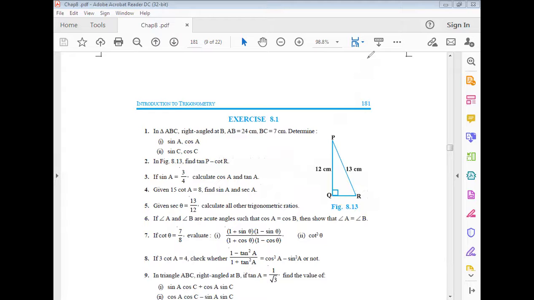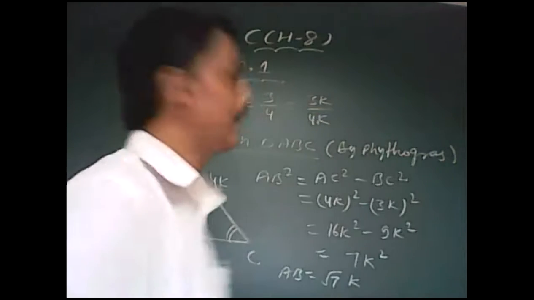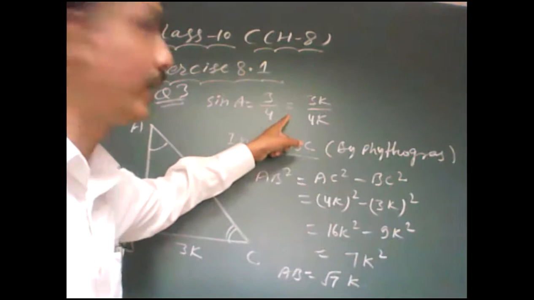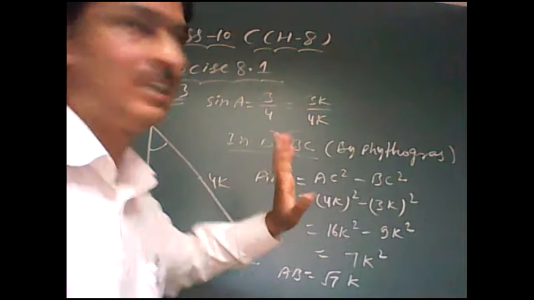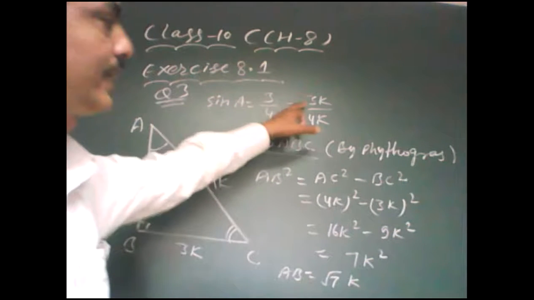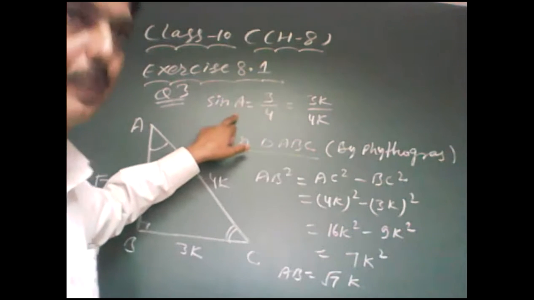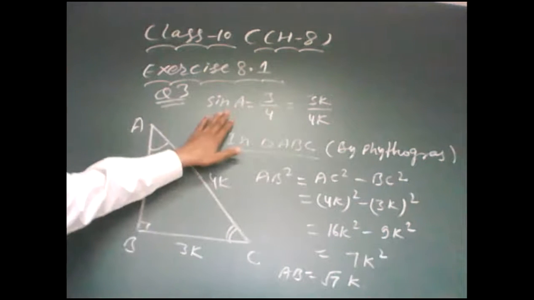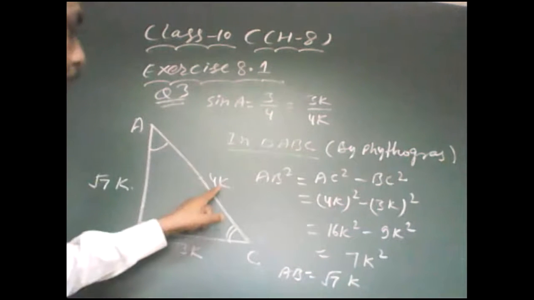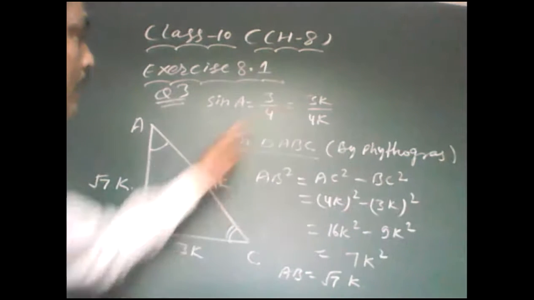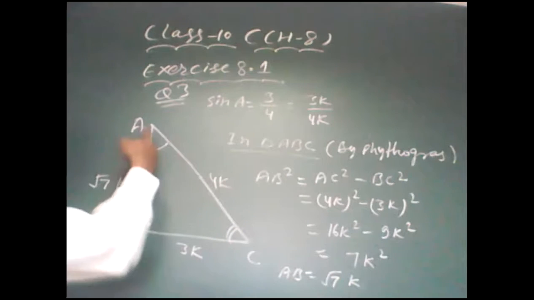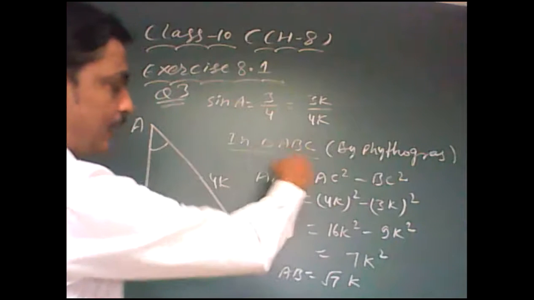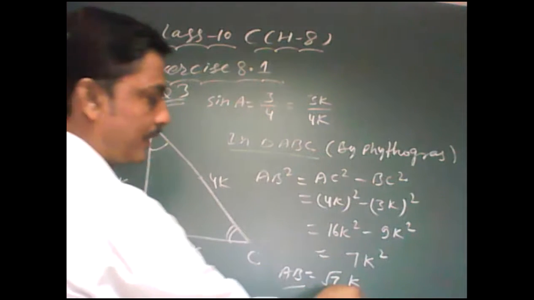Now, students, question number 3. In question number 3, sin A is equal to 3 by 4. That is given, and we need to calculate cos A and tan A. So sin A is equal to 3 by 4, it means 3k upon 4k. Why? Because it is a ratio given. I repeat again, because it is a ratio, that's why we use k here. And you know that sin A is opposite upon hypotenuse. And then we calculate the third side by using Pythagoras theorem in triangle ABC, and we get AB is equal to under root 7k.